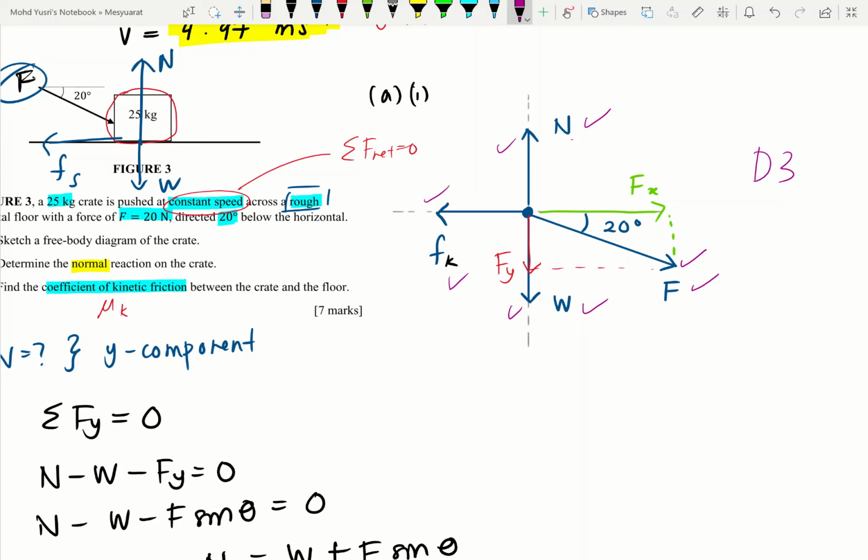Sekiranya kita salah satu, kita lupa nak label ataupun tidak ada arrow, salah satu 2 markah.